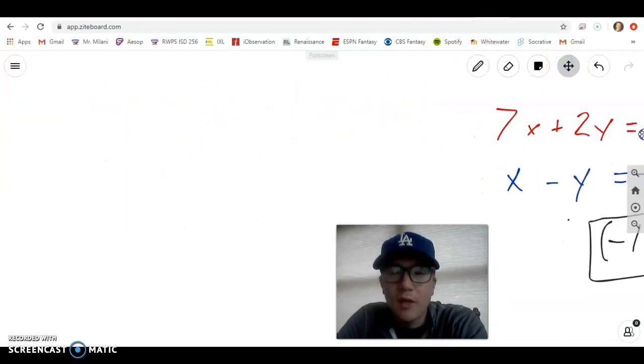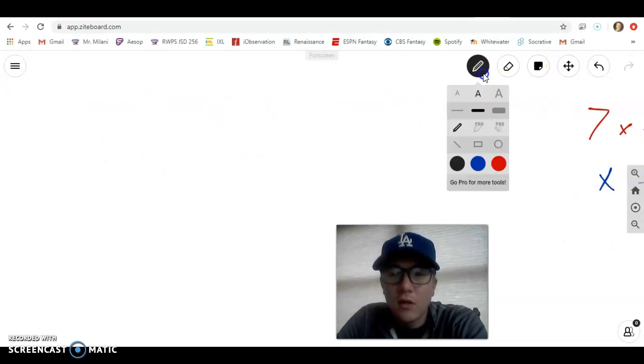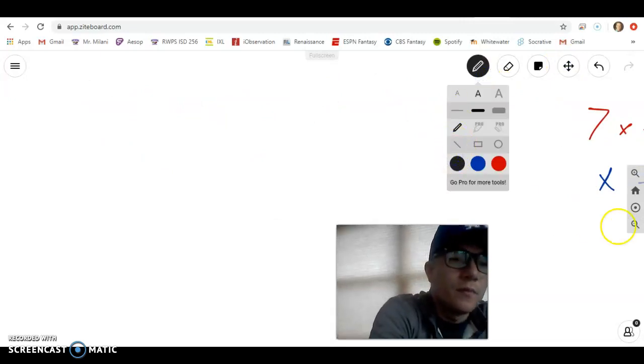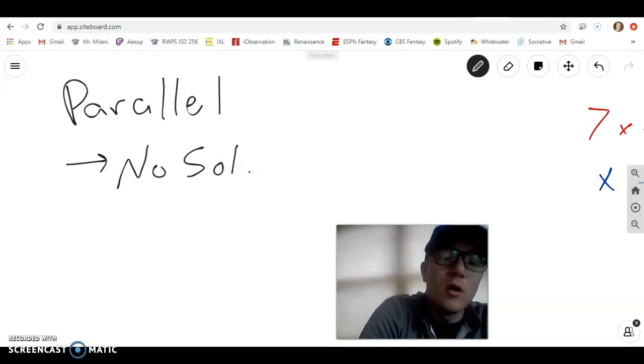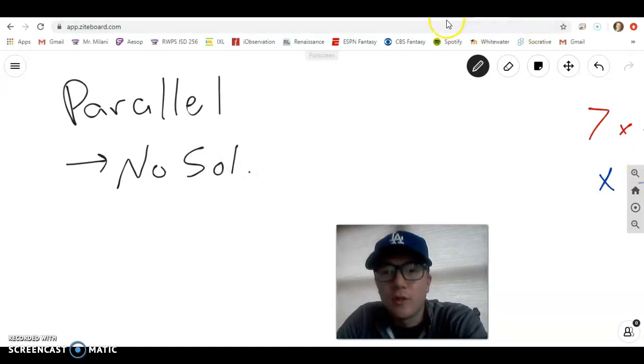So if we have parallel lines, then there's no solution. And you would visually see that because they would never touch. Parallel lines equal no solution.